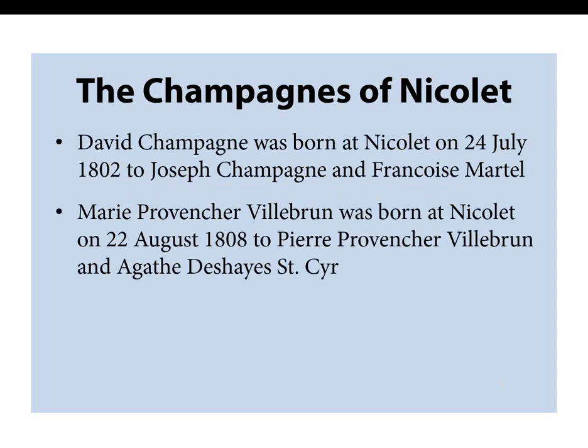I located both of their baptismal records in Drouin, and I learned that both David and Marie are from Nicolet. To me, this suggested a connection to Nicolet, the parish. David was the son of Joseph Champagne and Francois Martel, while Marie was the daughter of Pierre Provencher Villebrun and Aguette Saint-Cyr. This is all really important information to know because we want to make sure we're following the right people. Many of you at home with French-Canadian ancestry have lots of Maries and Josephs in your family. The more you know about these people, the easier it will be to distinguish them.